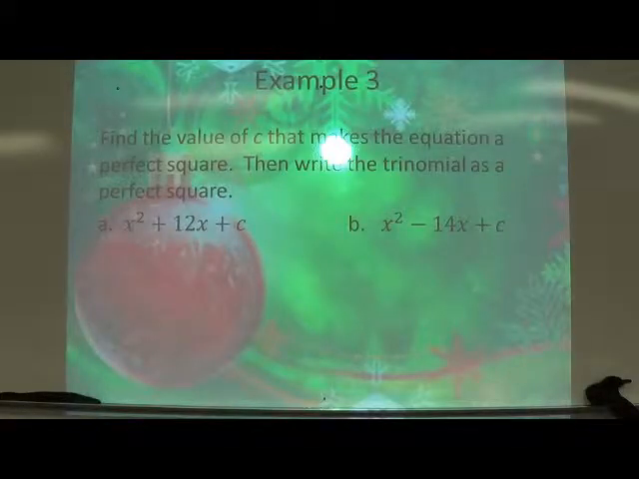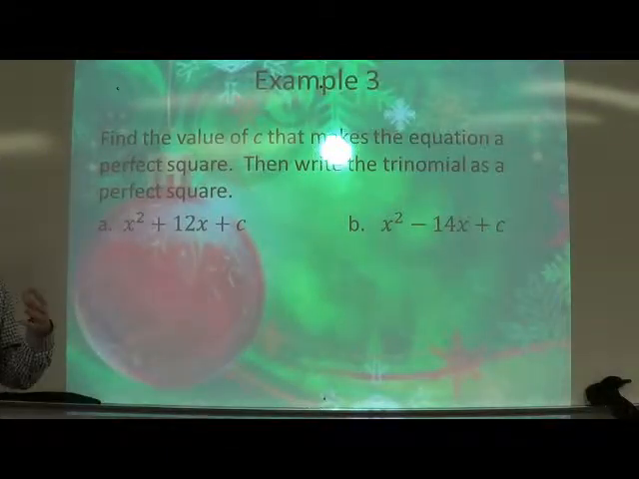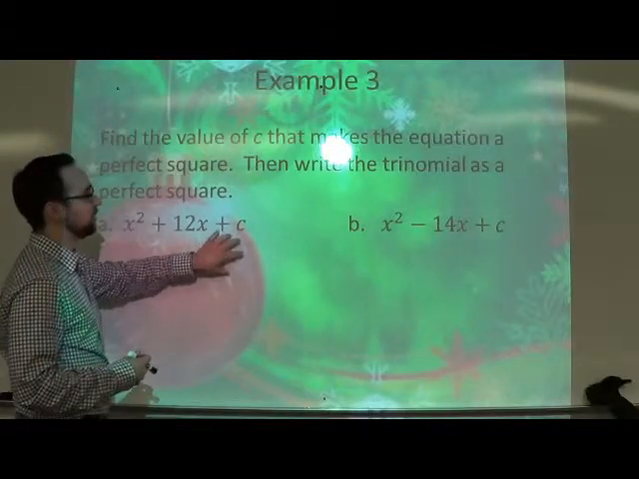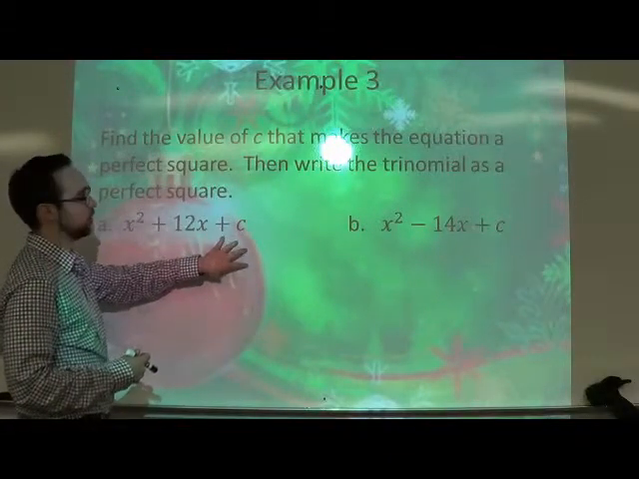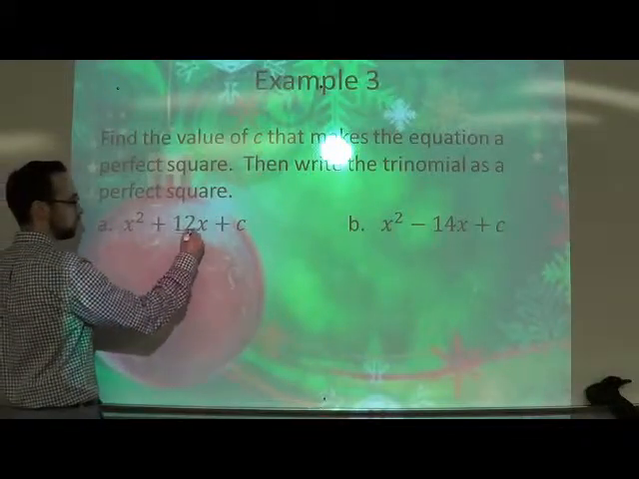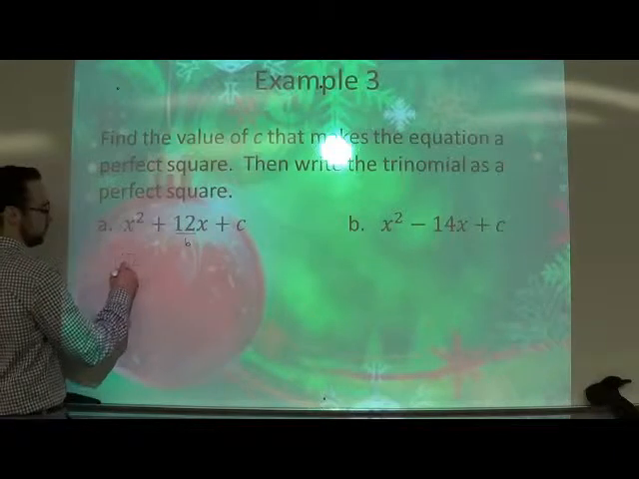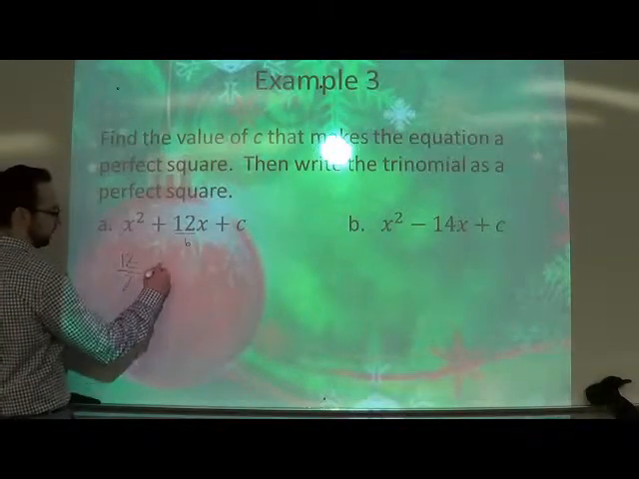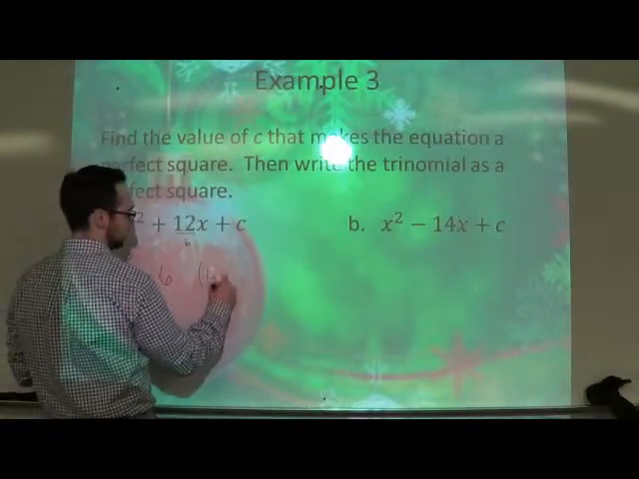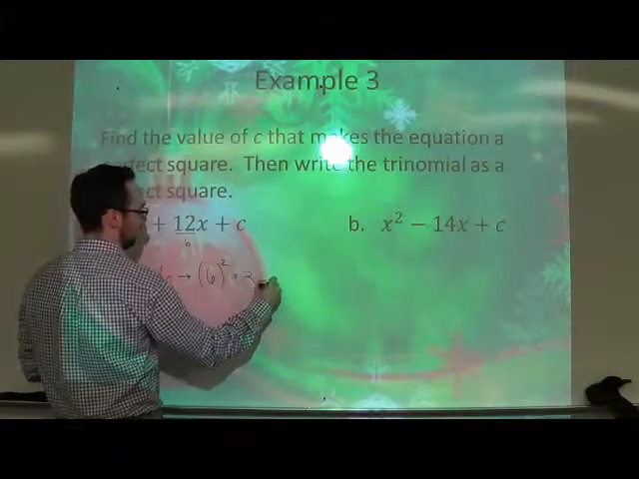So for our first example, they simply want us to rewrite this. We're not solving anything because there's no equal sign. We're just asking ourselves, what value of c is going to get me this to be a perfect square trinomial? So I've got to complete the square to find it. So b is 12, so that's my b value. So I'm going to take 12, I'm going to divide it by 2, and I get 6. Now I'm going to take that 6, I'm going to square it, and I get 36.